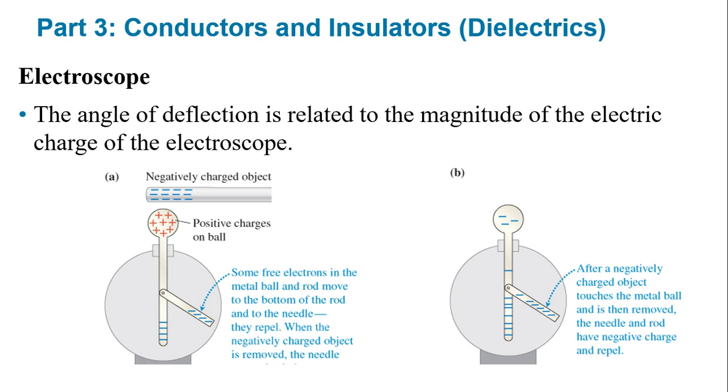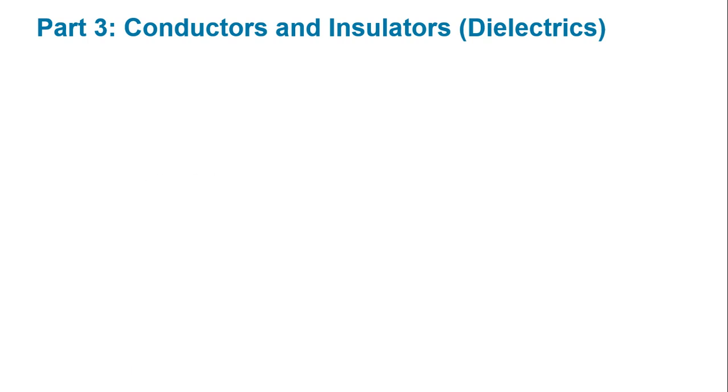Find it on YouTube. Sometimes you'll see a problem with a picture of one on it, so it's good to understand how they work. But basically, when you bring that negatively charged object to it, the negative charges are going to force the needle to bend a little bit, and it's a good way to measure the amount of charge in a sense. I'm rambling. Moving on.